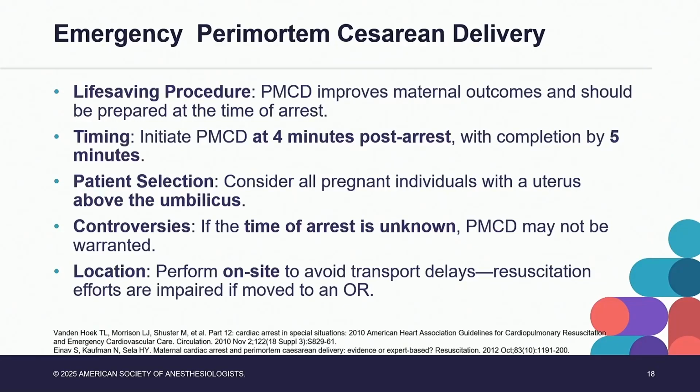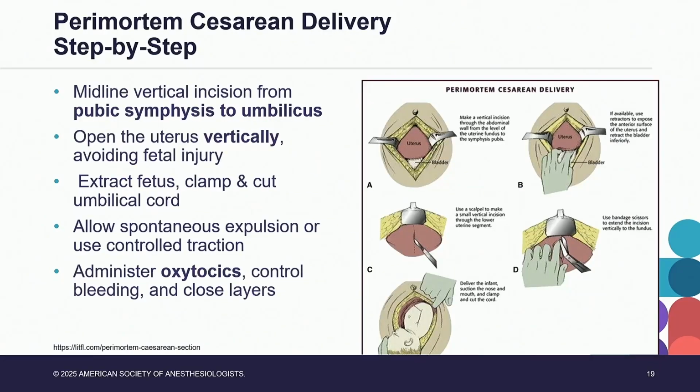We said that perimortem cesarean delivery, we're going to describe it a bit here. The obstetrician is going to do a midline vertical incision from the pubic symphysis to the umbilicus. They open the uterus vertically, they extract the fetus, clamp and cut the umbilical cord, allow spontaneous expulsion or use controlled traction, and then they control the bleeding and close the layers.